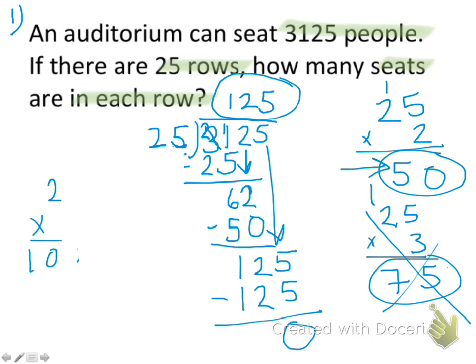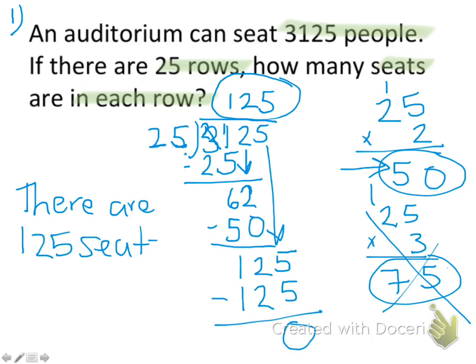What I need you to do now, because it's a word problem, in this class whenever you have a word problem, I'm going to ask for a word answer. So the question was asking how many seats are in each row. I'm going to say there are 125 seats in each row. And now I'm done the first question.